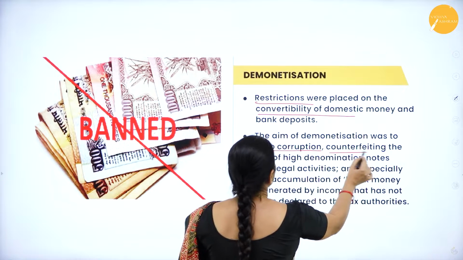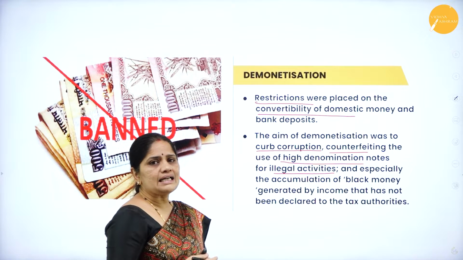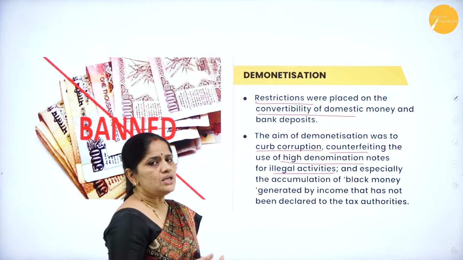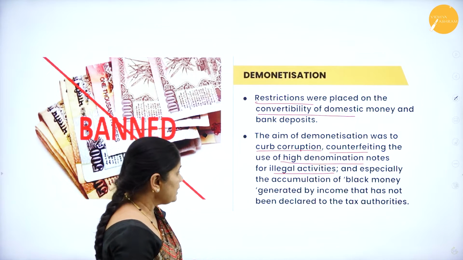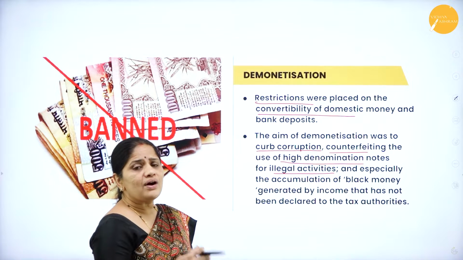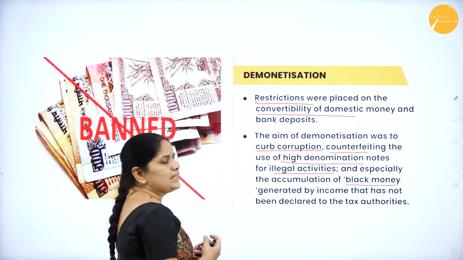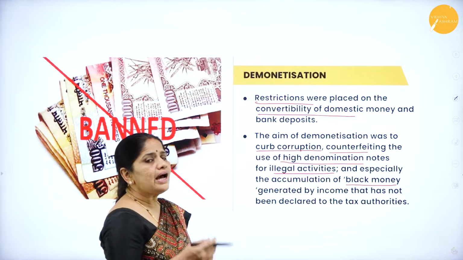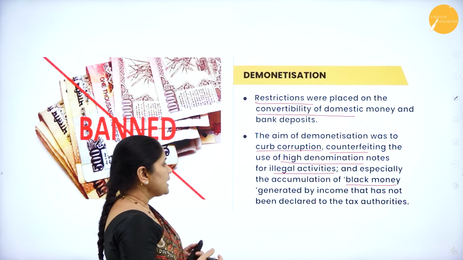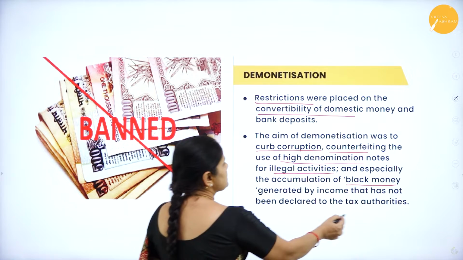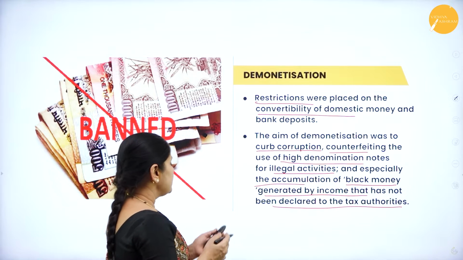Then counterfeiting the notes of high denomination for illegal activities. Usually whenever any business is done illegally, most of the people use these high denomination notes. Counterfeiting means you make duplicates of these notes and use them for illegal activities. We had to put an end to all these kinds of illegal activities, and especially the accumulation of black money. Black money, as you all know, is nothing but unaccounted money, that money which the person has not declared as his own income. This black money is generated by income that has not been declared to the tax authorities. So to put an end to all these illegal activities, the Indian government introduced demonetization.